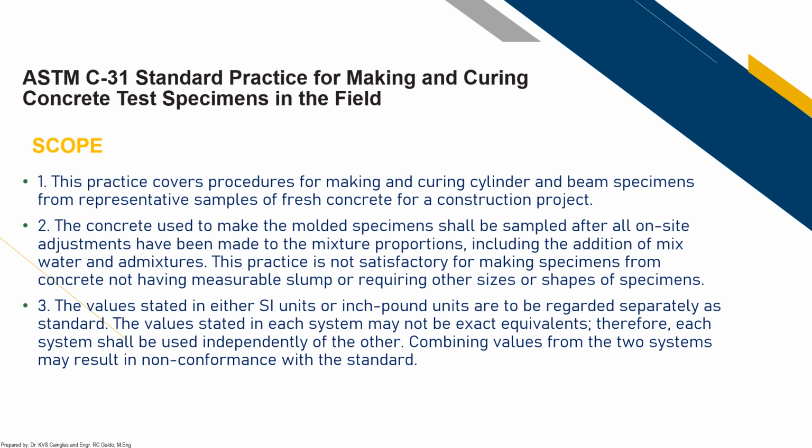Now, for the scope of ASTM C31, this practice covers procedures of making and curing cylinder and beam specimens from representative samples of fresh concrete for a construction project. The concrete used to make the molded specimen shall be sampled after all on-site adjustments have been made to the mixture proportions, including the addition of mixing water and admixtures. This practice is not satisfactory for making specimens from concrete not having measurable slump or requiring other sizes or shapes of specimen.